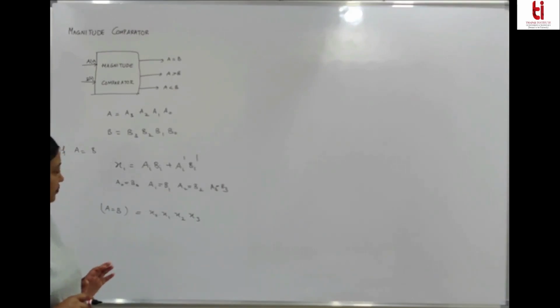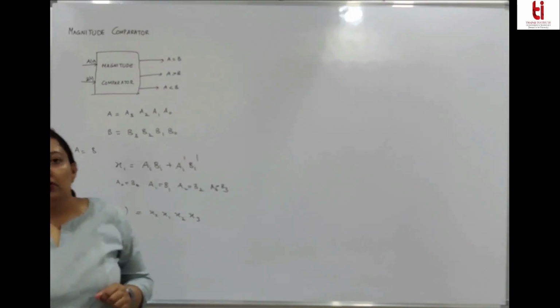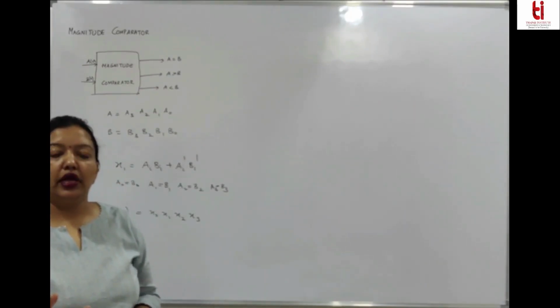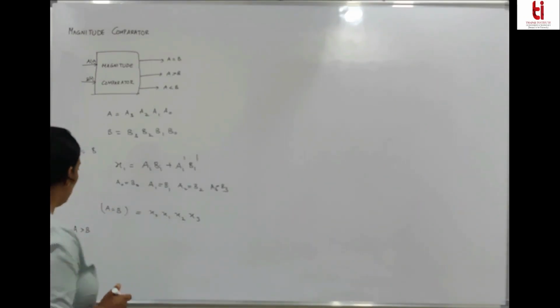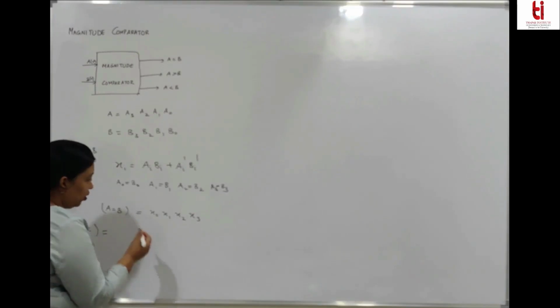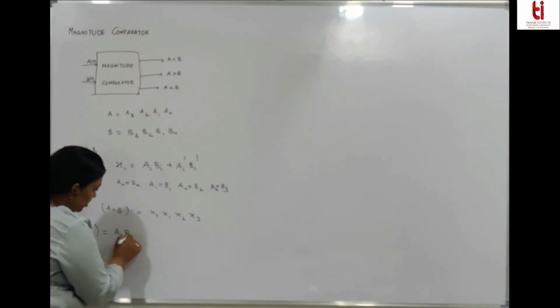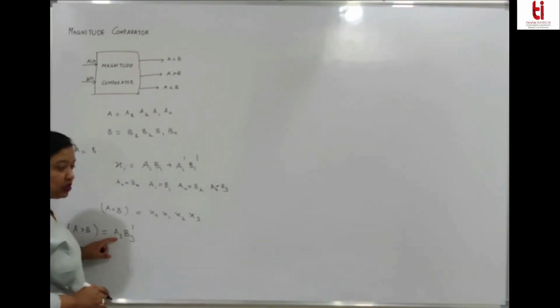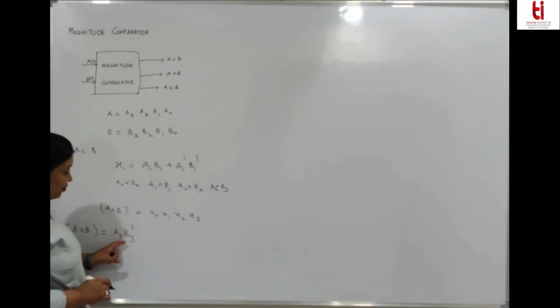This is one part. Then for A greater than B, in binary, if A is greater than B, then A will be 1, B will be 0. And if A is less than B, then A is 0, B is 1. So we can have a procedure: first compare the most significant digit. A is 1, B is 0. So A is greater than B if this combination holds.